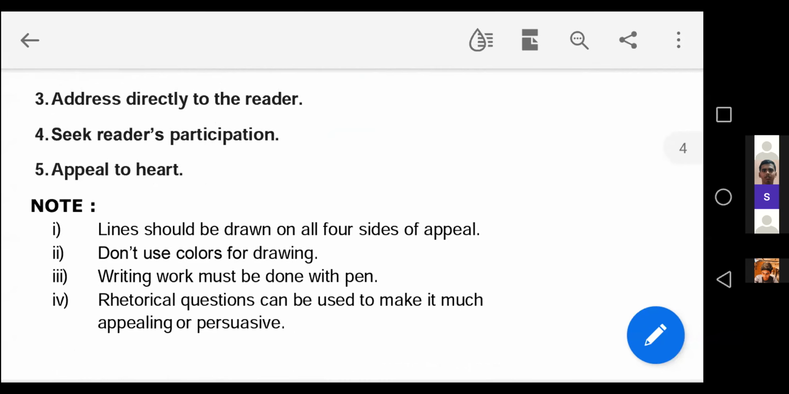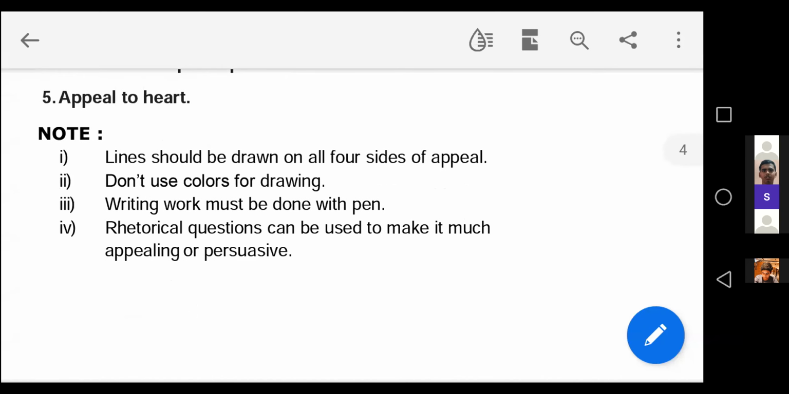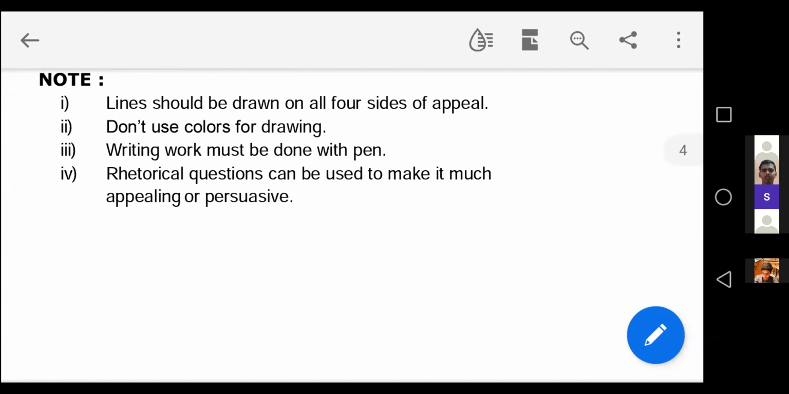A line should be drawn on four sides of the appeal, like a box. Don't use columns, don't use colors for drawing. Writing work must be done with pen only, right? Many of the students feel appeal means drawing, and so they complete the writing work also with the pencil. Just to let you all know, students, anything written with pencil will not fetch you any marks, right? So you have to write with pen.